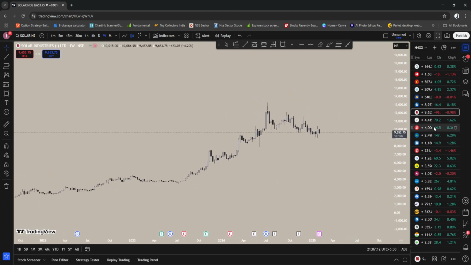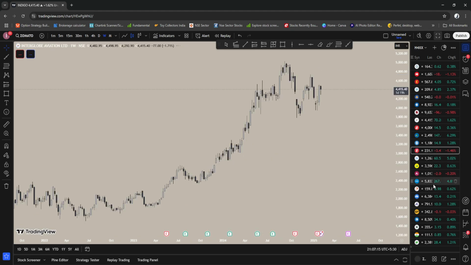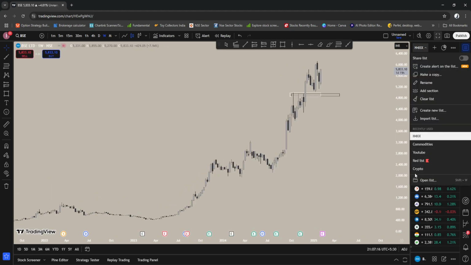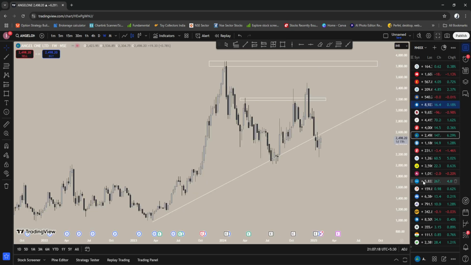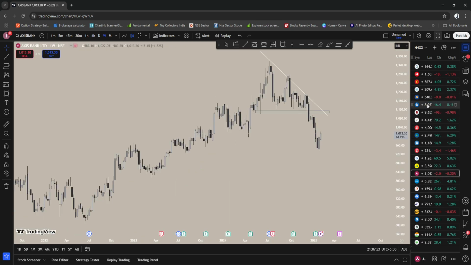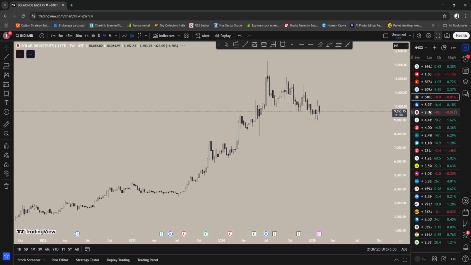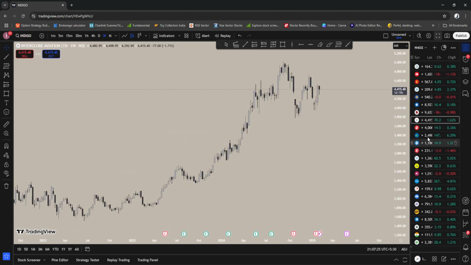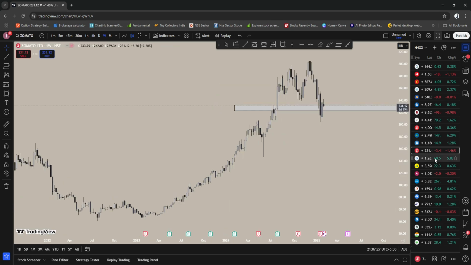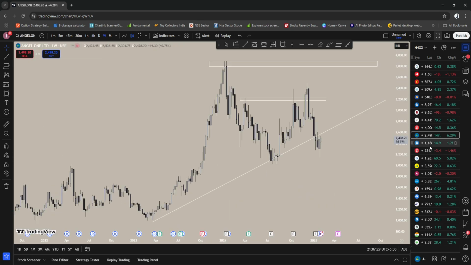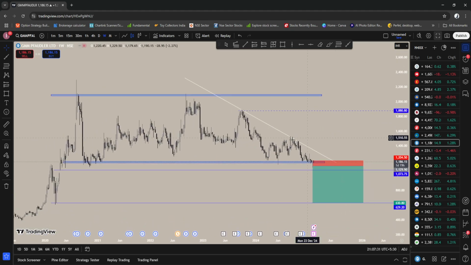Okay, so let's take any random stock and we'll see. These are not selected stocks, these are just in my watch lists. Okay, let's take this. If you guys see, this stock is in a zone and there's a trend line.